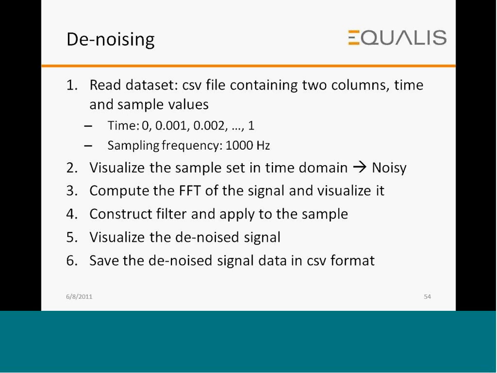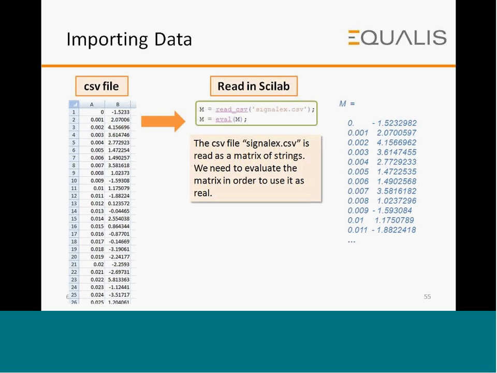One column contains time stamps, the other column contains the values. Here you have a sampling frequency of 1000. For visualizing the sample set in time domain, or computing the FFT of the signal to visualize it, then you want to construct a filter, apply it to the sample, visualize the denoised signal, and save the denoised signal in CSV format. Let's see how to do these tasks.